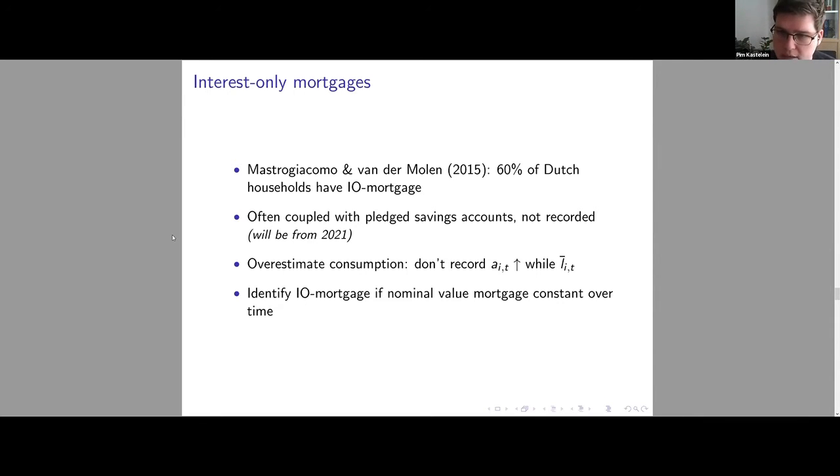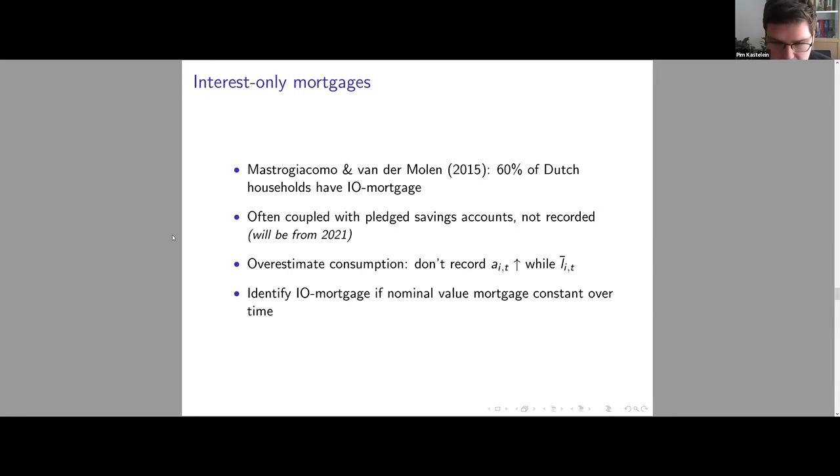So what we see here is that if we don't observe these pledged savings accounts, we overestimate consumption. We don't record the accrual of assets through these pledged savings accounts, while the value of the mortgage is not being paid off. And so therefore we might overestimate consumption. Now, I've tried to assess whether this is very important or not, whether this might explain the fact that these consumption rates are so different between the two data sources.